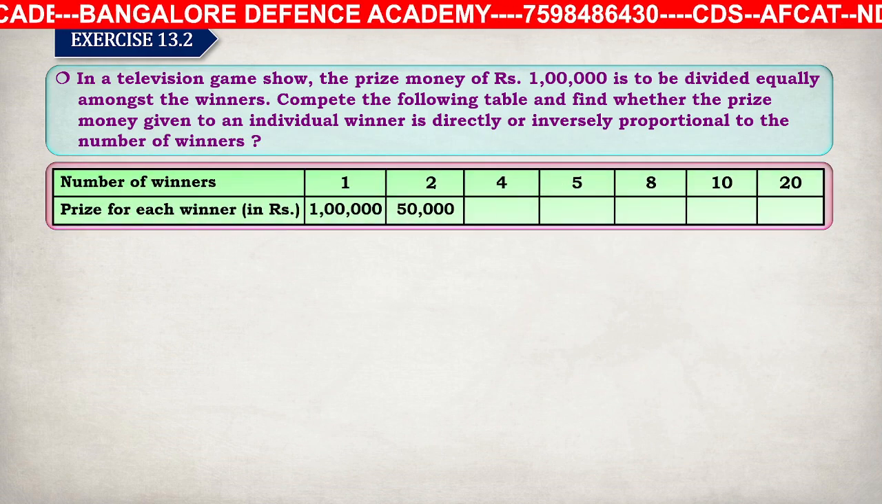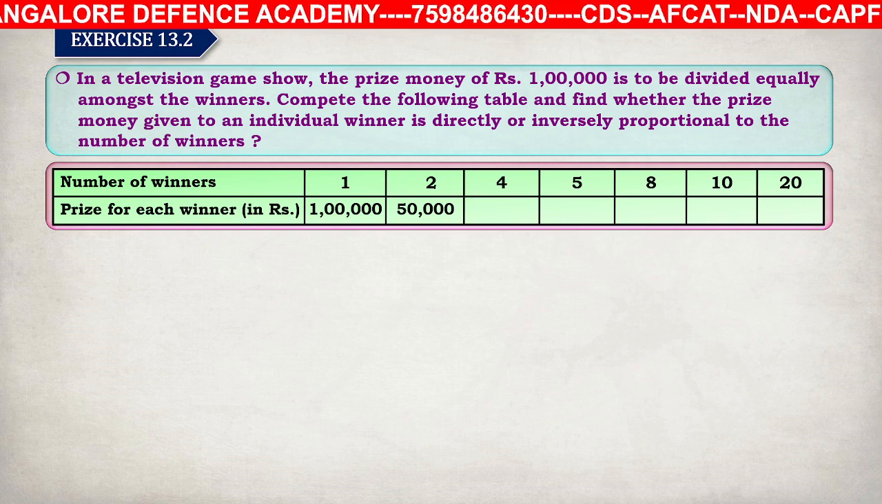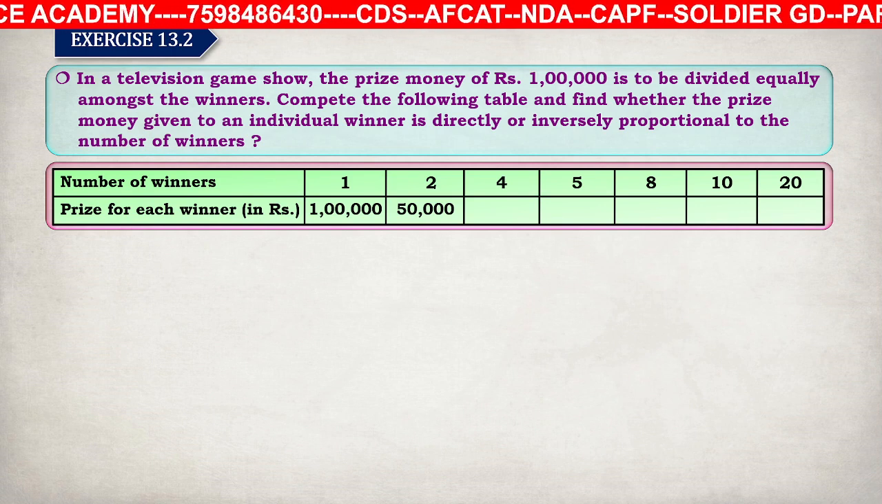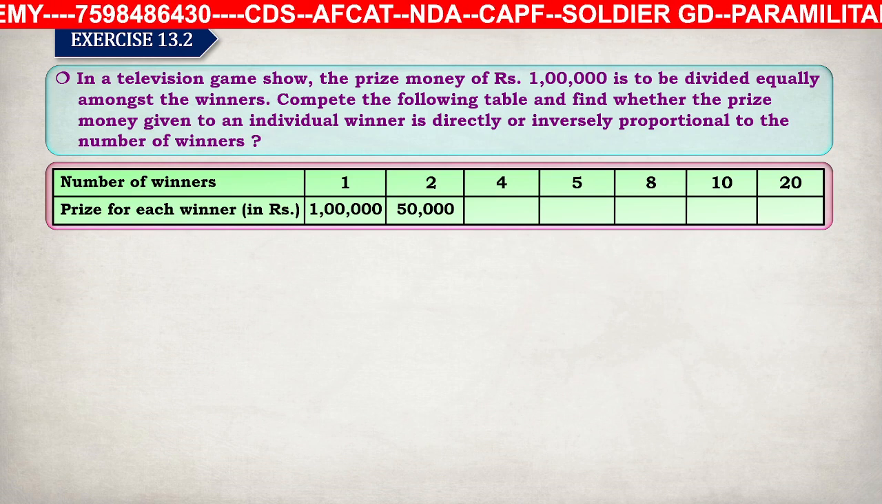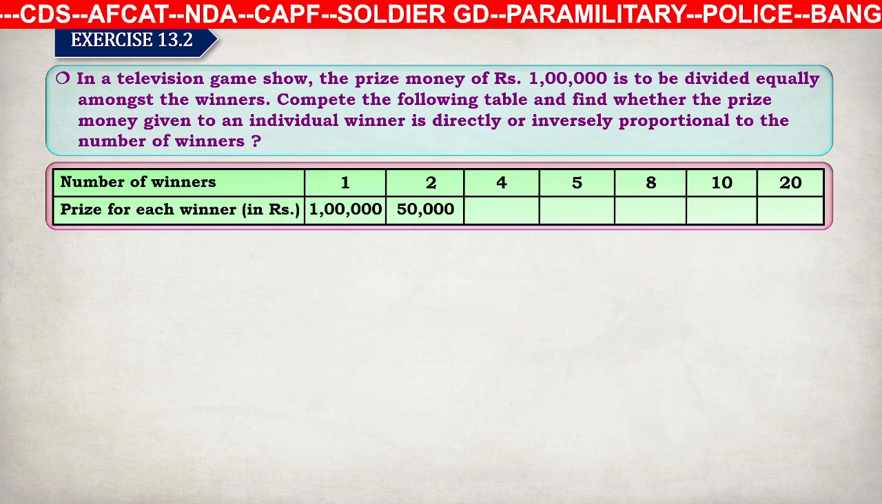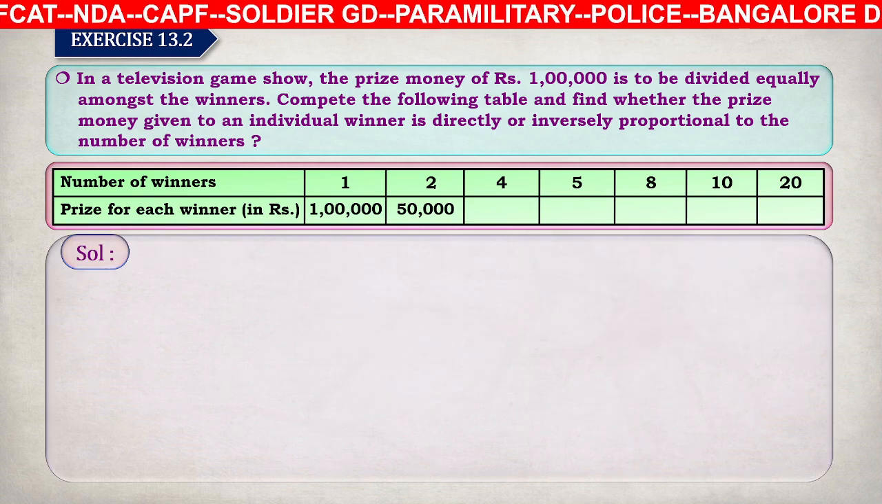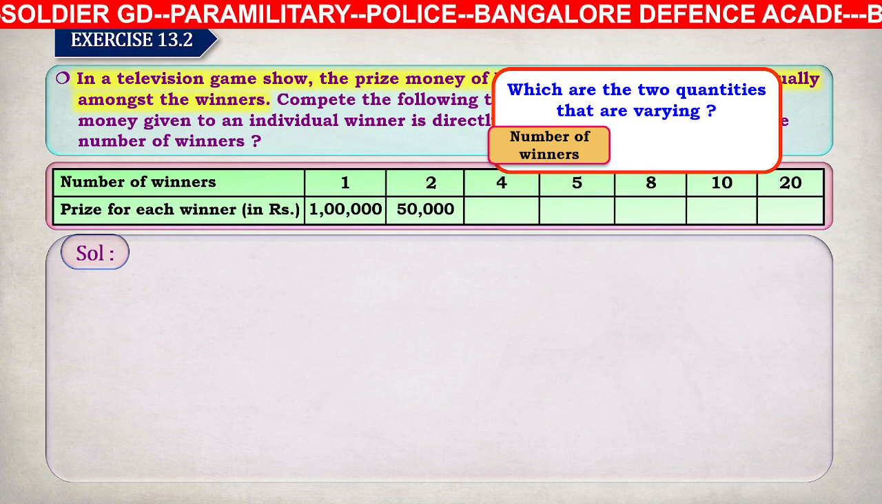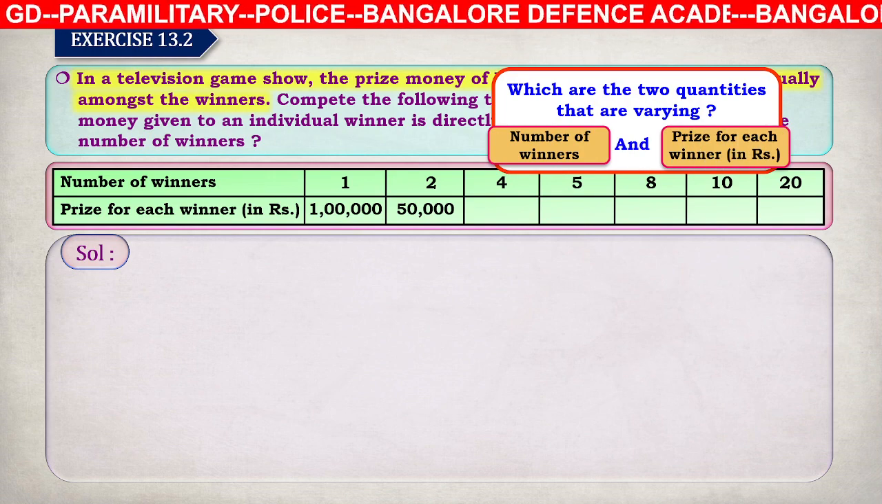Now imagine a number of winners are there. If there is one winner, the prize would be 1 lakh. If there are two winners, the prize would be equally divided, that is 50,000. If the number of winners is 4, as it is increasing, the prize money will decrease. So this is an inverse variation kind of question. Look at this now. I am going to compare two things: the number of winners and the prize for each winner.